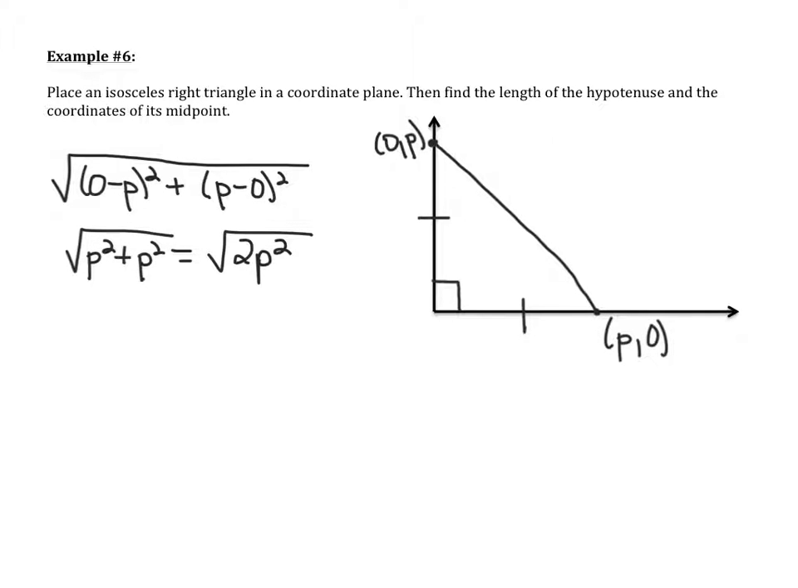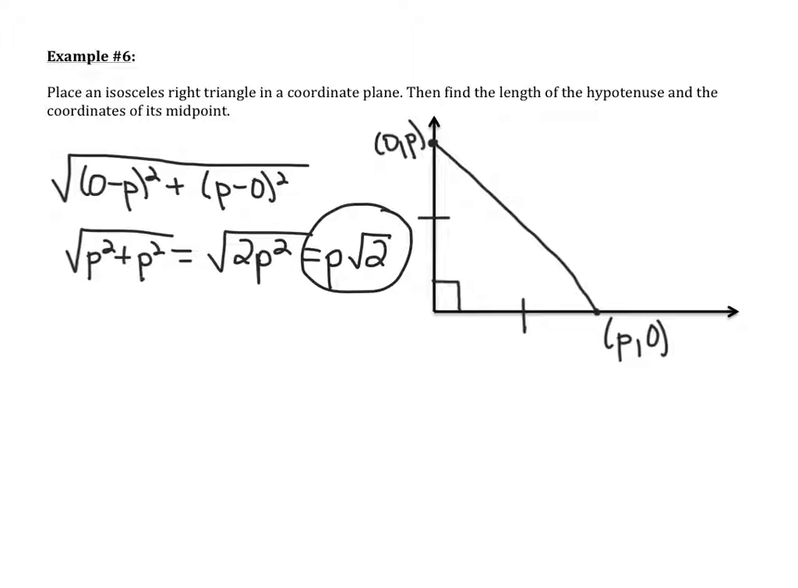I can actually break that down a little bit further. The square root of p squared is p, so I can actually put a p on the outside of here, and then the 2 would stay under the square root. So the length of that hypotenuse would be p times the square root of 2.